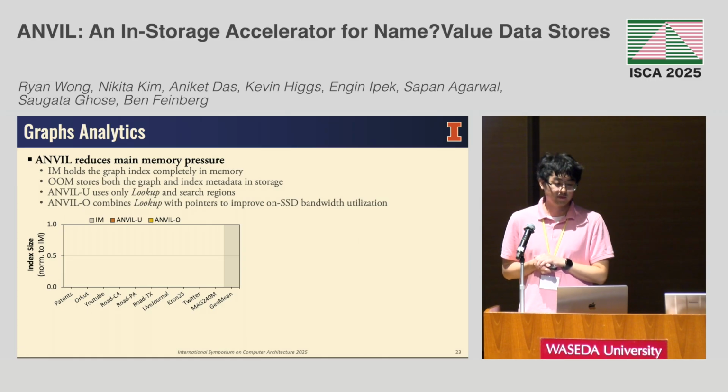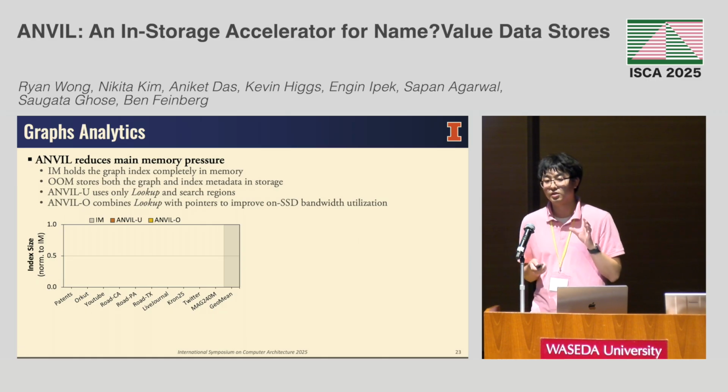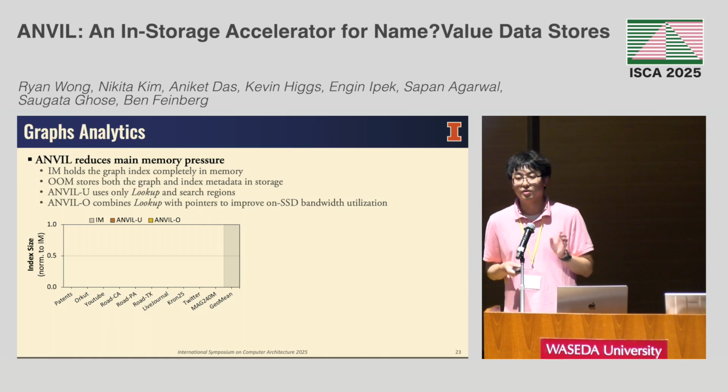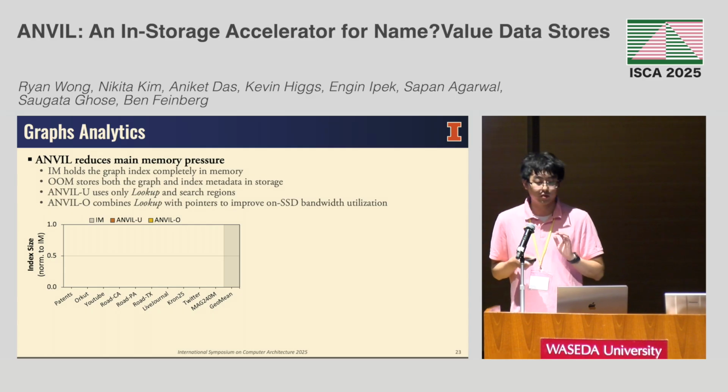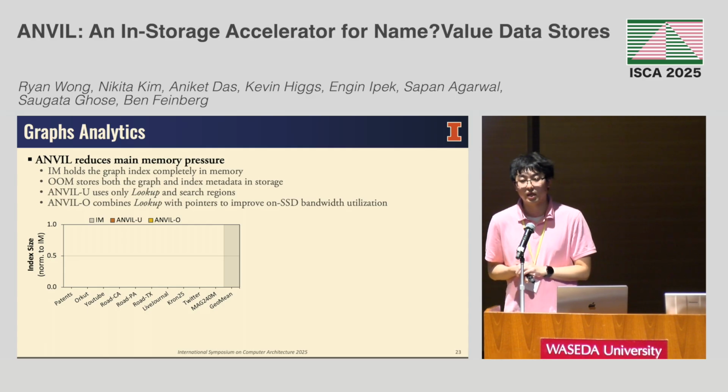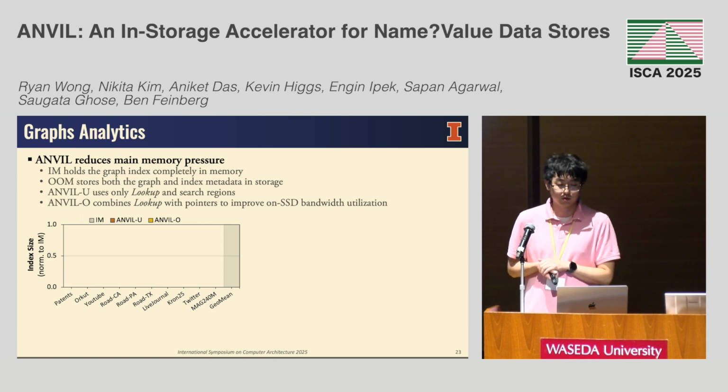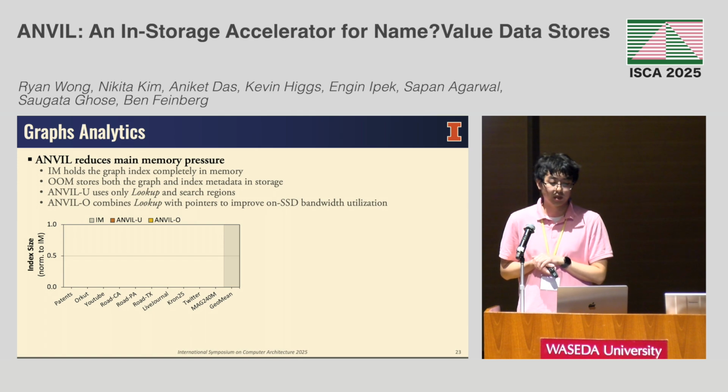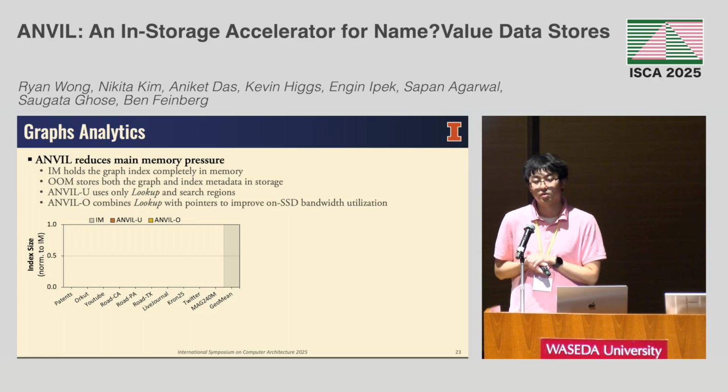An in-memory case in which the graph index completely fits in memory, out of memory in which the graph index and the actual graph exist in storage, ANVIL U, which only uses lookups and search regions, and ANVIL O, which combines lookups with pointers to improve on SSD bandwidth.